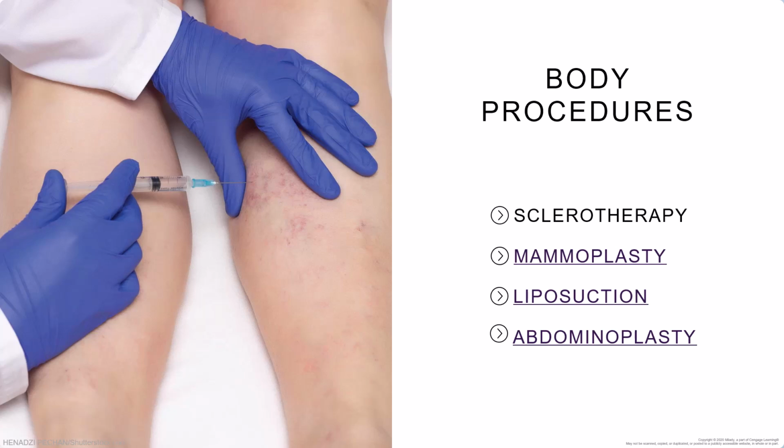Liposuction is a procedure that surgically removes pockets of fat. An abdominoplasty removes excessive fat deposits and loose skin from the abdomen to tuck and tighten that area.